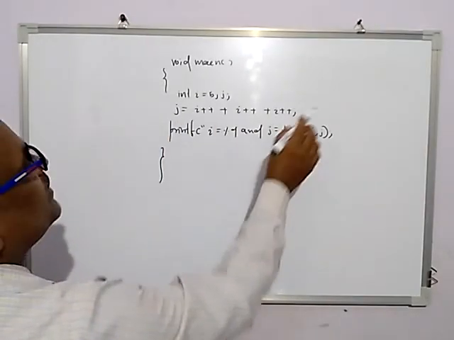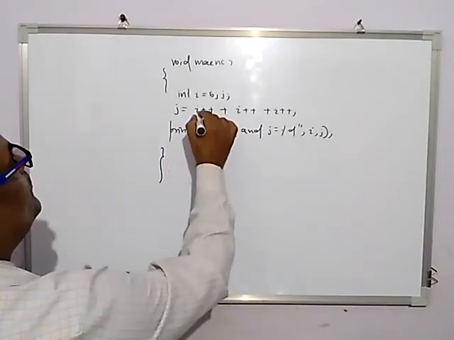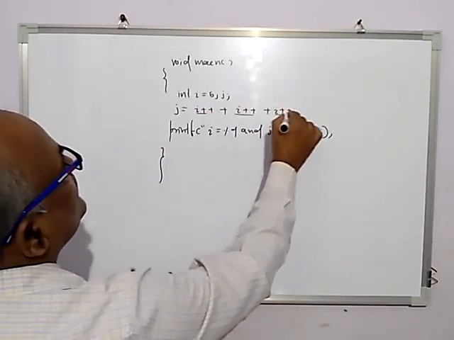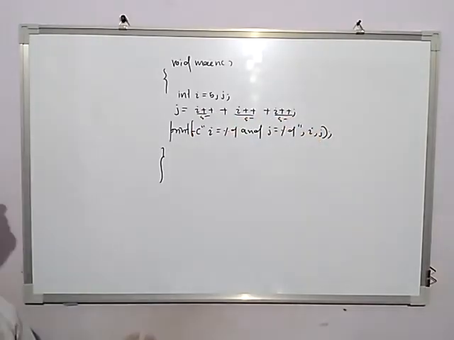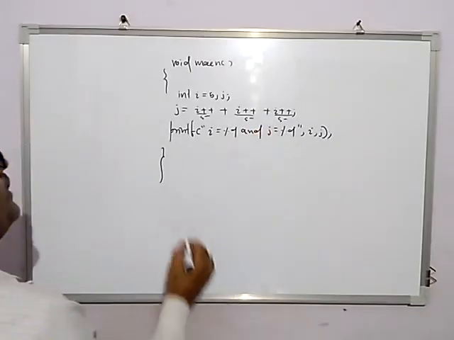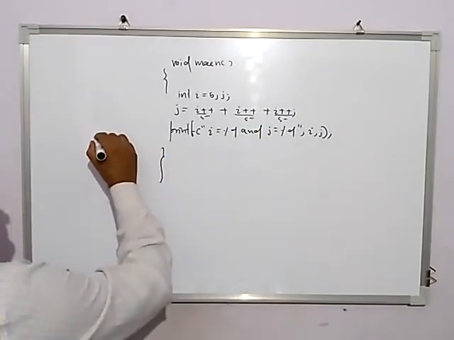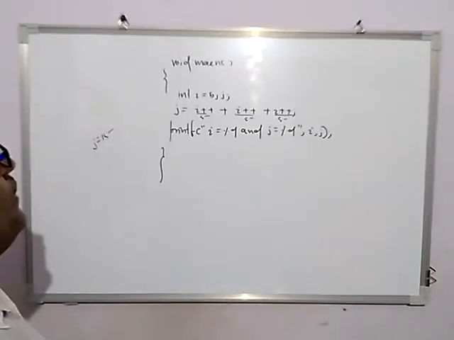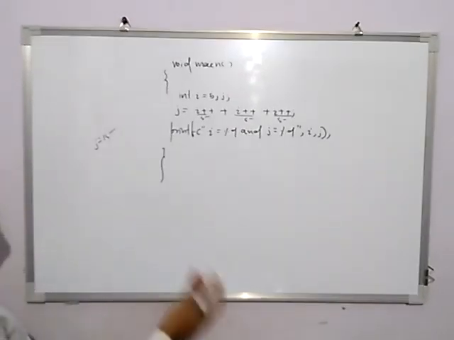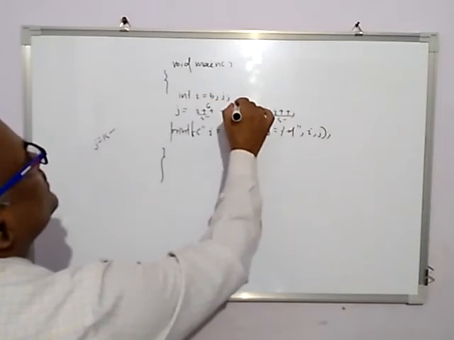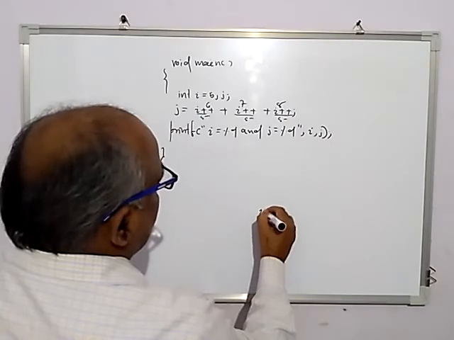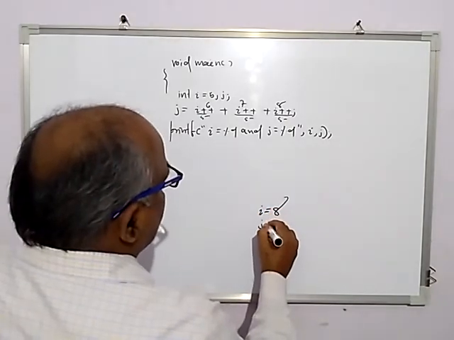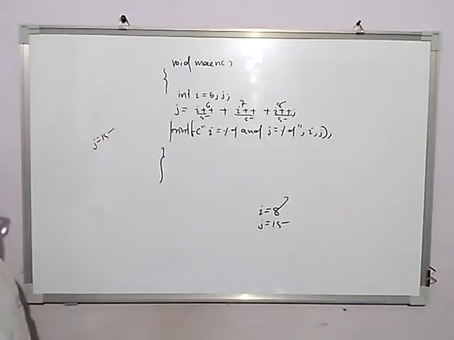Since there is a postfix increment operator, first the value of the variable is used. That means here i equal to 5, i equal to 5, i equal to 5. So 5 plus 5 plus 5, 15, j equal to 15. Then what will be the value of i? After assigning the value, i increases. So it becomes 6, then 7, then 8. So here the output is i equal to 8 and j equal to 15. So in this case, the output is like this.